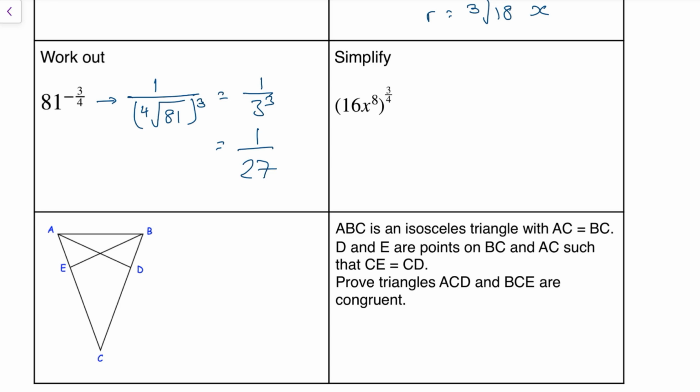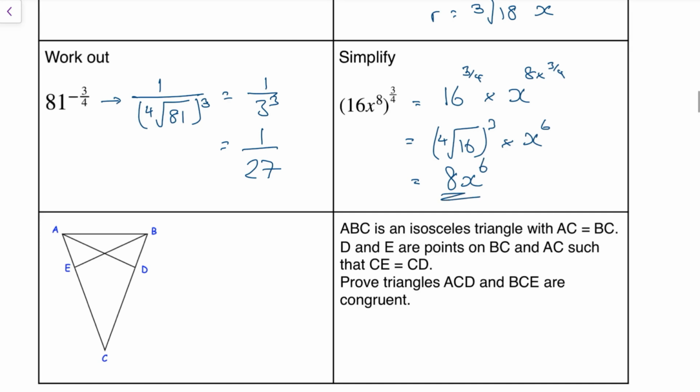Not too bad. This one, I need to do the 16 to the 3 over 4, and I'm going to need to multiply that by x to the 8 times 3 over 4. Well, 16 to the 3 over 4 is the same as the 4th root of 16 cubed times x. 8 divided by 4 is 2 times 3, 6. 16 fourth rooted is 2 to the power of 3 is 8. So that's 8x to the power of 6. Yeah, happy with that. Good.